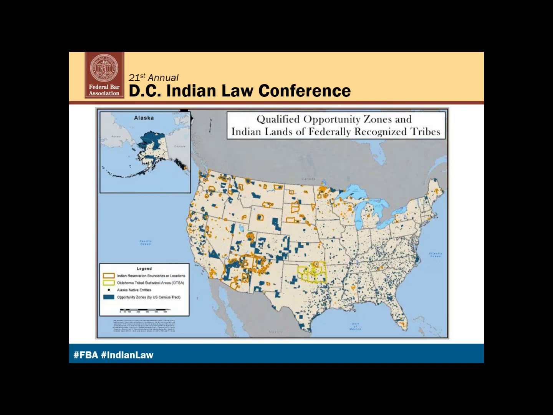For example, you could see in both Wyoming and Montana, there's some overlap. If you look at South Dakota, there isn't as much overlap as you would like to see, so that could kind of give you a visualization of where there's going to be opportunity for tribes to use this tax incentive.